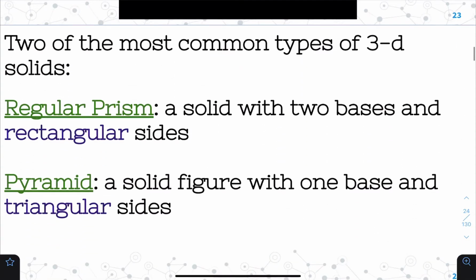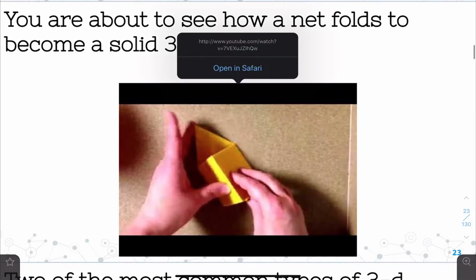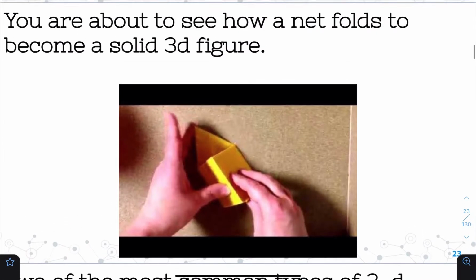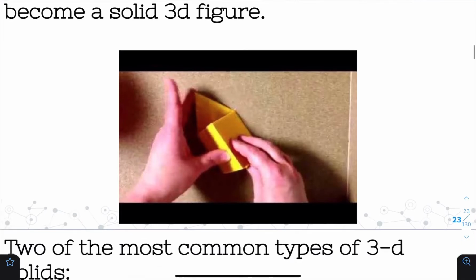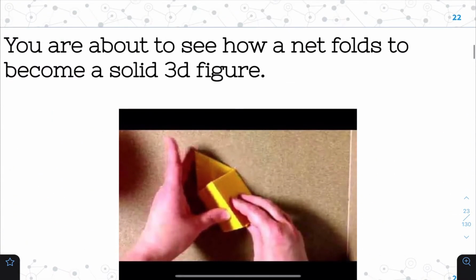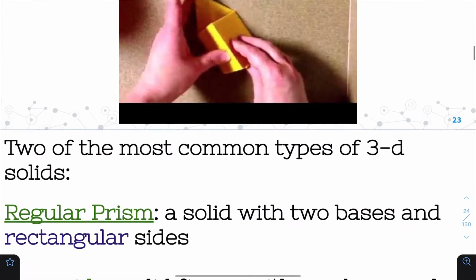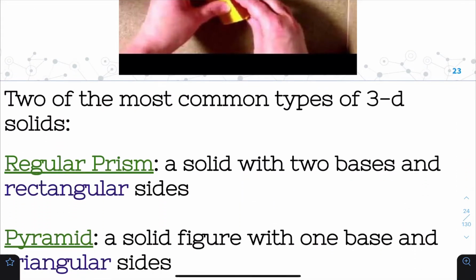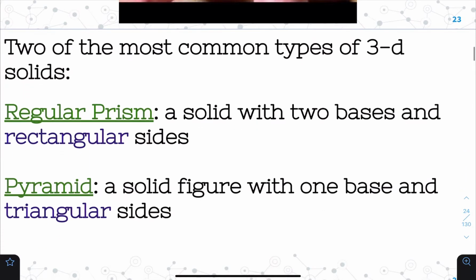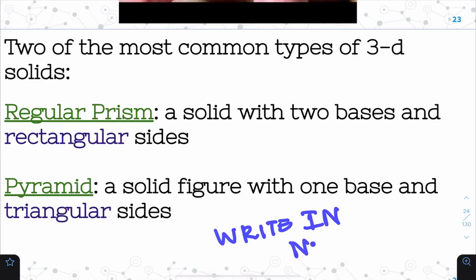Alright, welcome back. So hopefully from that 6-minute video you saw the different examples of the 3D shapes that break apart and form the 3D objects. Remember, when they're broken apart, they are called nets. And obviously when they are put together, they are identified by their 3D shape name. So, 2 of the most common types of 3D solids are rectangular prisms and pyramids. A rectangular prism is a solid with 2 bases and rectangular sides. A pyramid is a solid figure with 1 base and triangular sides.